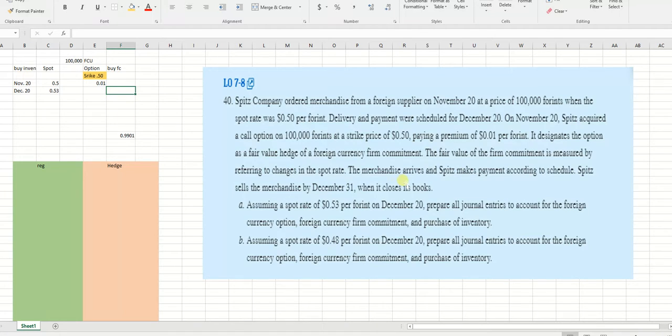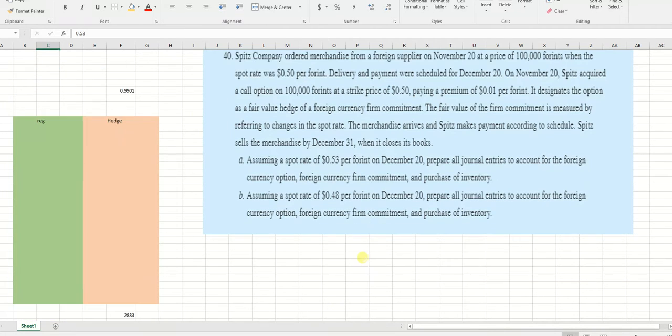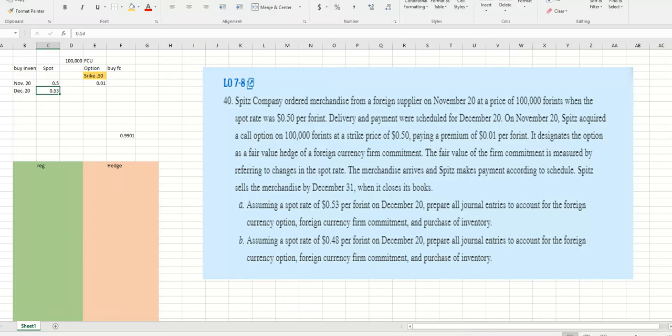And so the merchandise arrives and Spritz makes payments according to schedule. They sell the merchandise to somebody else on December 31st when they close its books. Okay, so we're going to make those journal entries, and notice that A has the spot rate at 0.53, and then in B I'm going to change this 0.53 to 0.48. We're going to see what happens there. Okay, so let me pause this.